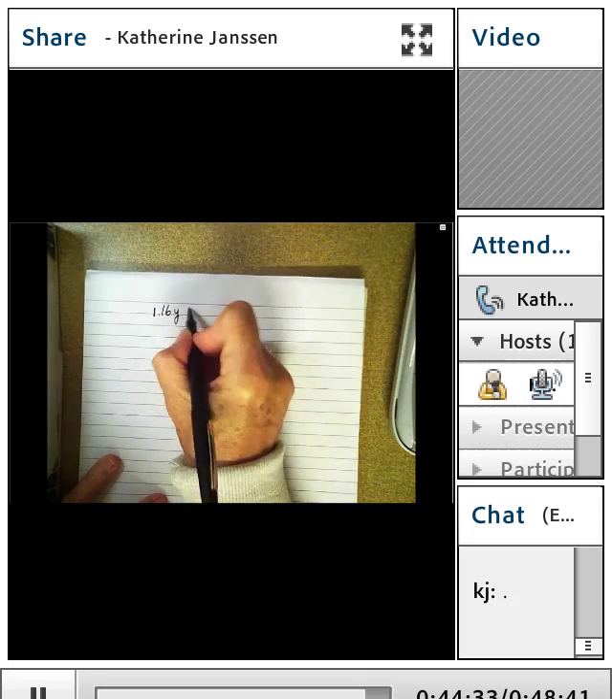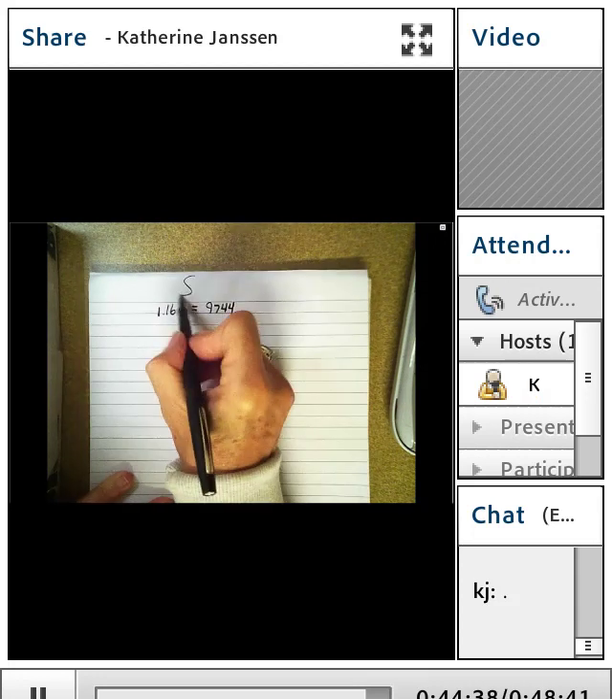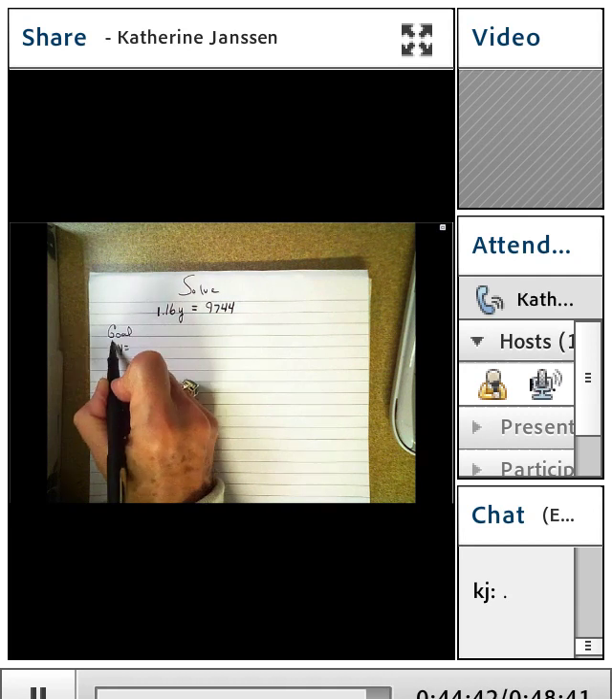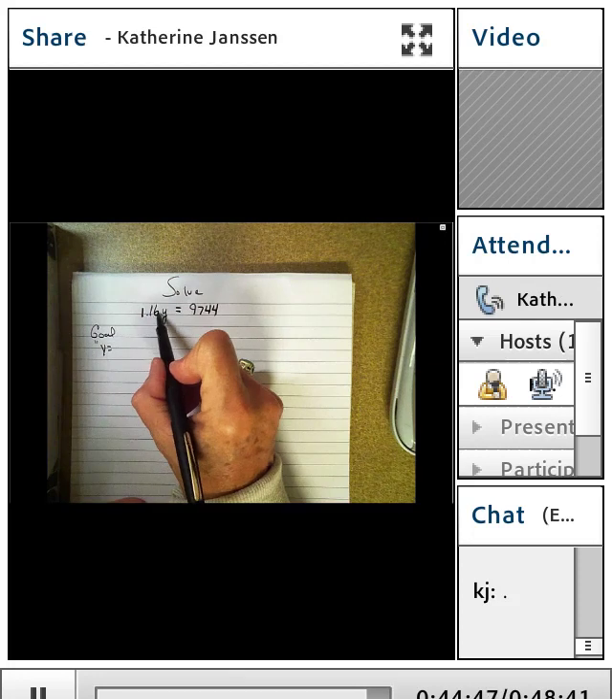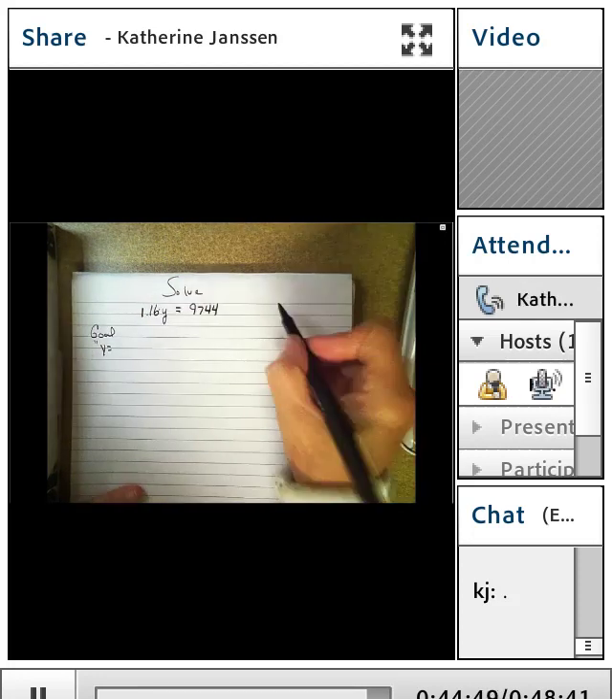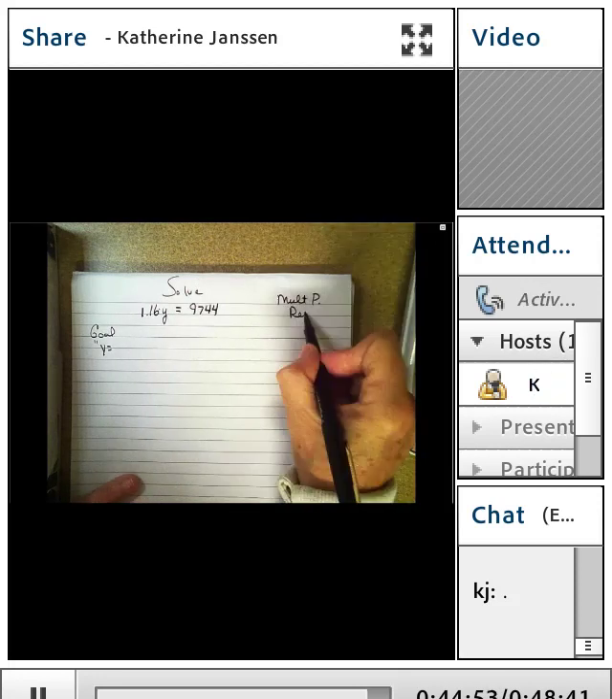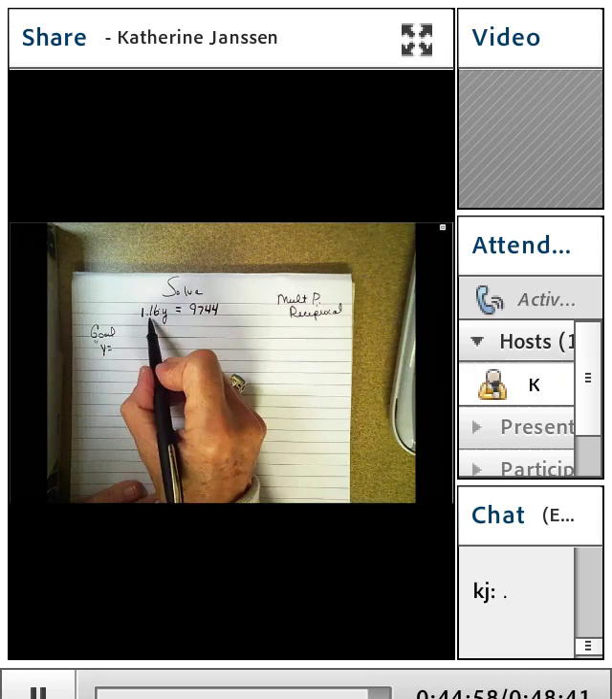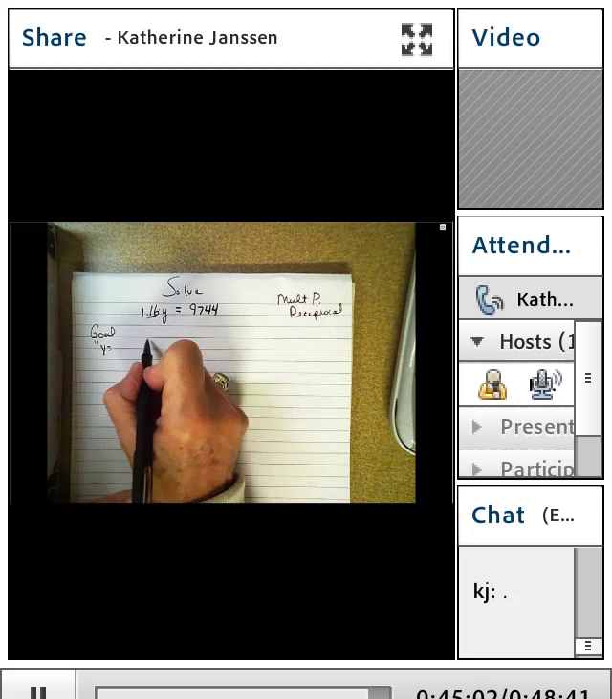$1.16y equals 9744. We're supposed to solve. So my goal is going to be y equals. I want to isolate the variable. And I see that this is 1.16 times y. So I'm going to use my multiplication principle. I'm going to multiply by the reciprocal on the variable coefficient. The reciprocal of 1.16 is 1 over 1.16.